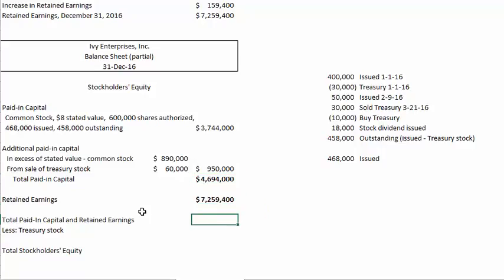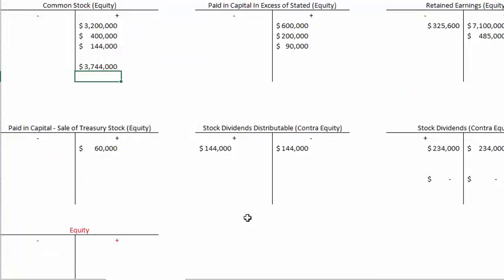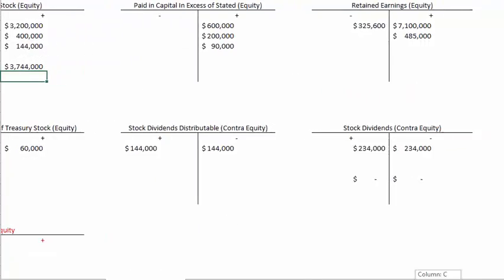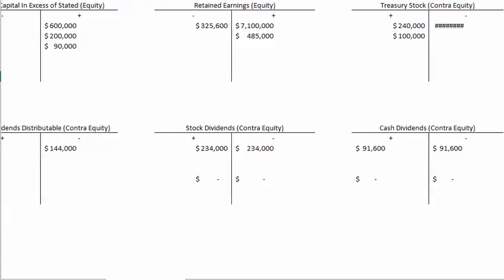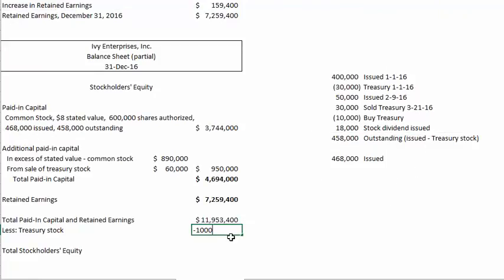So my total paid in capital and retained earnings is this amount plus this amount. And then I have to subtract the treasury stock, so the balance of the treasury stock. If I can fit it on the screen here, probably not. There it is. So the balance in the treasury stock account is 100,000. Remember, that's a contra equity account. So the total stockholders' equity is this and this combined, 11.853 million.